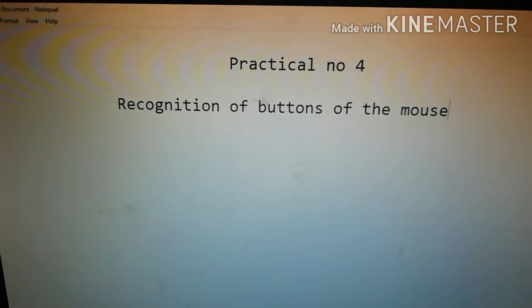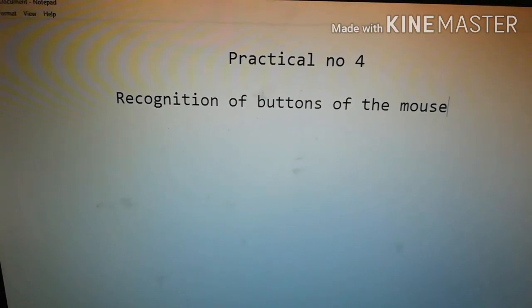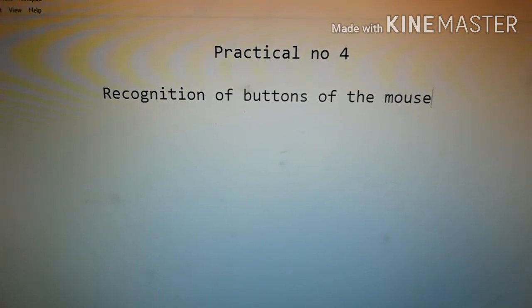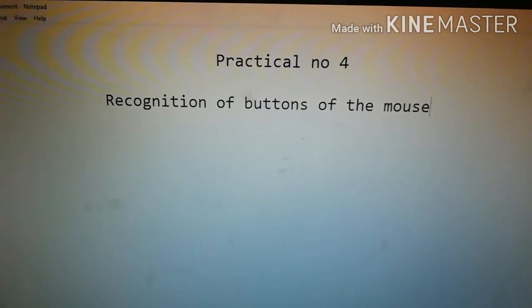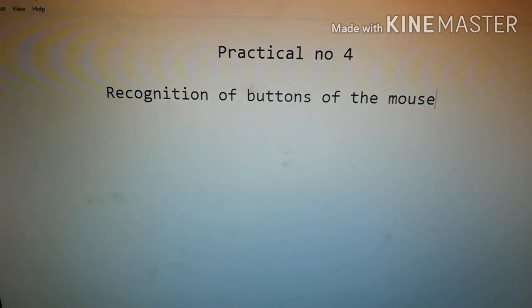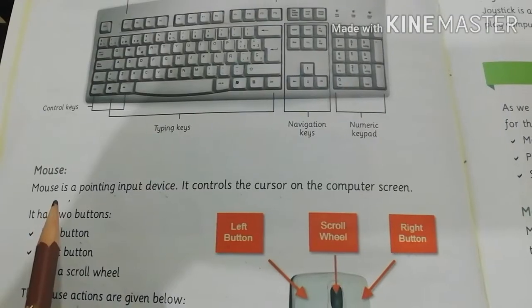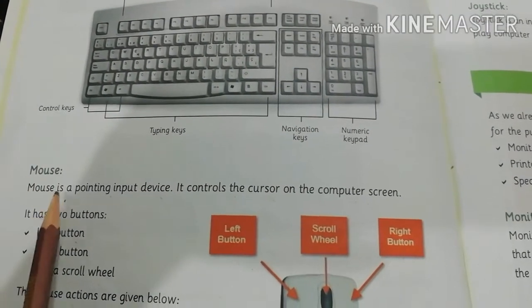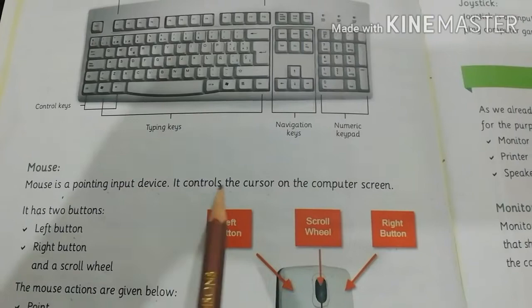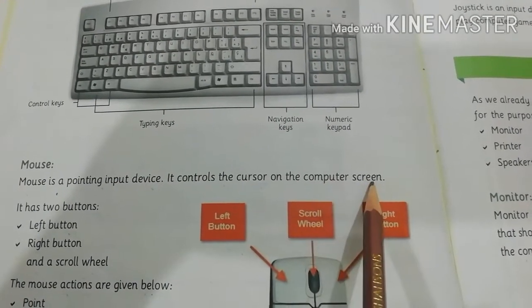Today we will cover practical number 4, that is recognition of buttons of the mouse. Dear students, in this practical we recognize the buttons of the mouse. Dear students, mouse is a pointing input device. It controls the cursor on the computer screen.